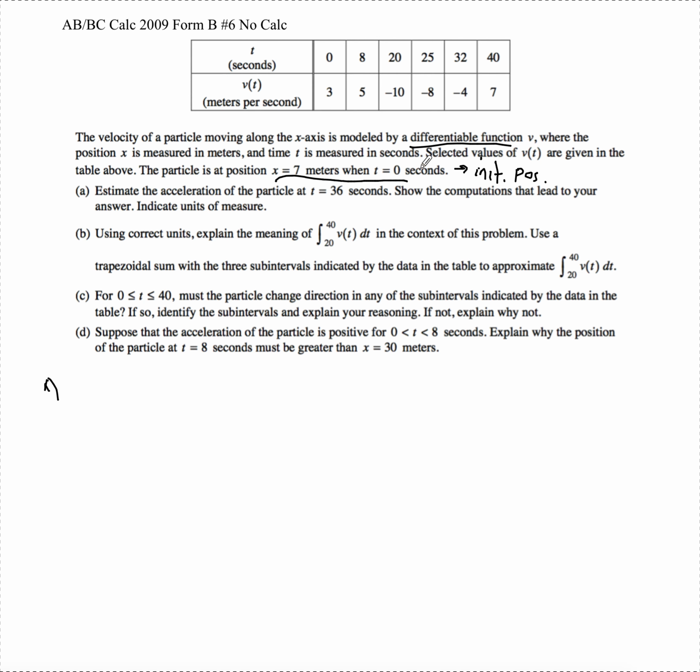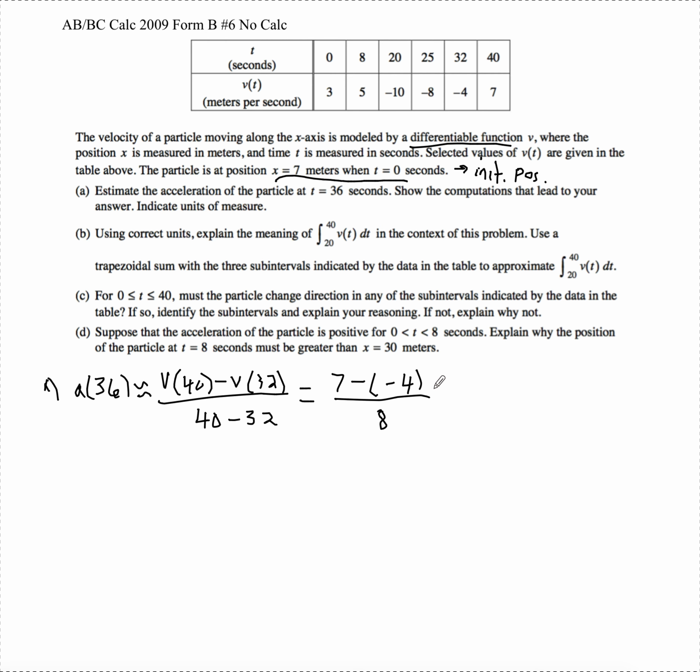Estimate the acceleration of the particle at t equals 36 seconds. So we need to show the computations and indicate units of measure. Acceleration, that's the slope of velocity. I'm given velocity. 36 seconds is right in here. I don't have that time, so I can take a slope formula of velocity to estimate that acceleration. So a of 36 is going to be approximately v of 40 minus v of 32 over 40 minus 32, which is going to be v of 40 is 7 minus v of 32 is negative 4 over 8.